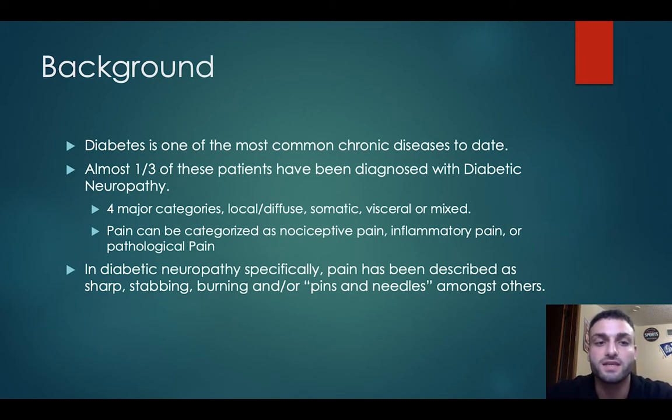Diabetes is one of the most common chronic diseases known to date, and almost one third of these patients have been diagnosed with diabetic neuropathy. Diabetic neuropathy is a vague term, which can be broken down into four major categories: local, diffuse, somatic, visceral, or mixed. I'm not going to get into the specifics of all of these, but just know that these can be broken down even more into what type of pain you can be categorized as. Some of these pains can include nociceptive pain, inflammatory pain, or pathological pain. Basically, saying that you may have something wrong with your nerves.